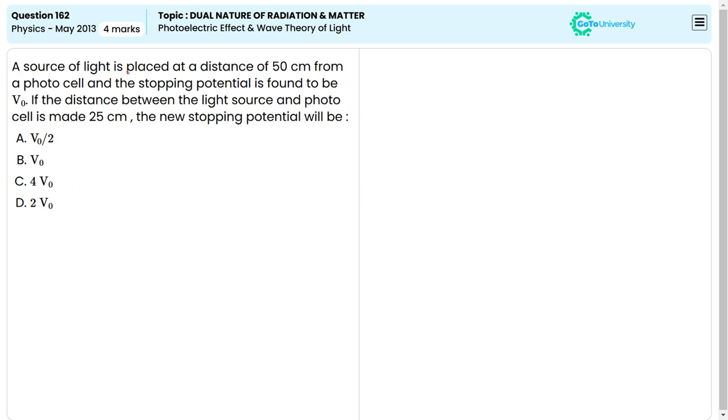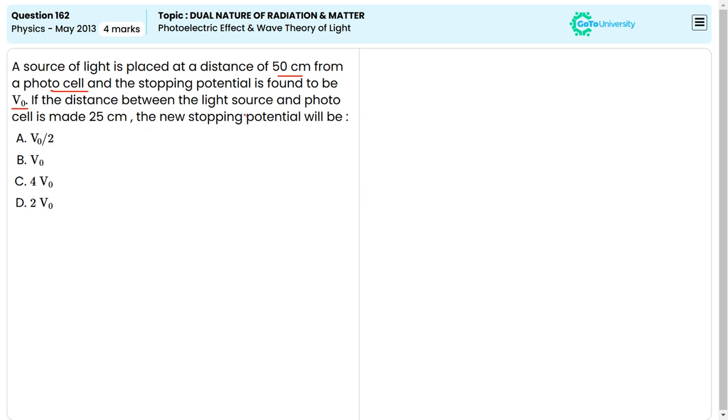A source of light is placed at a distance of 50 centimeter from a photocell and the stopping potential is found to be V naught. One source of light is placed at a distance of 50 centimeter from the photocell. From the photocell to the light, the distance is 50 centimeter. And the stopping potential is found to be V naught.